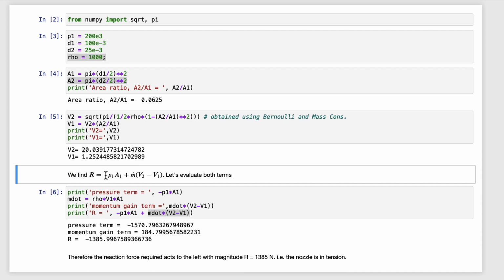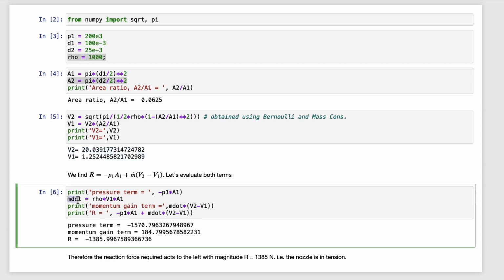We found that the reaction force was minus P1A1 plus m dot times V2 minus V1. Now that the velocities are known, I can evaluate m dot. m dot is just rho VA. I could do this at V2 and A2 or V1 and A1, so I just did it here for V1 and A1. Who cares what m dot is? You can separately calculate the pressure term and the momentum gain term, so that's what I'll put down here.